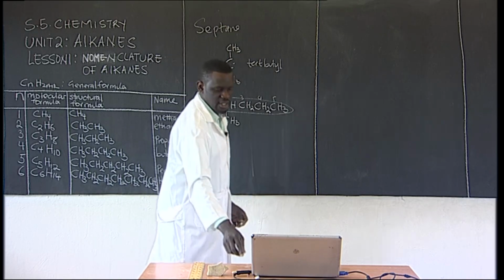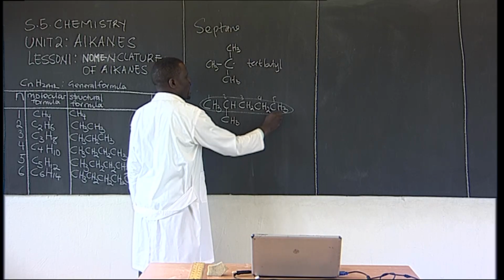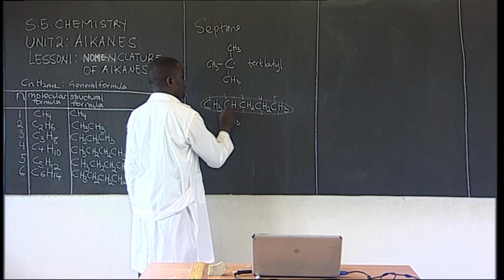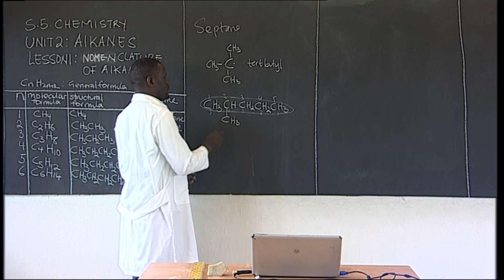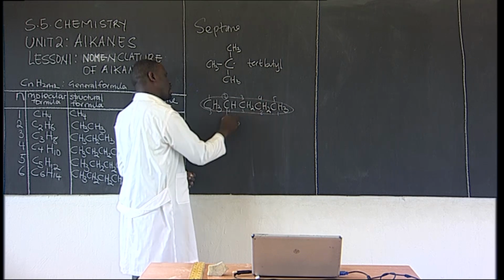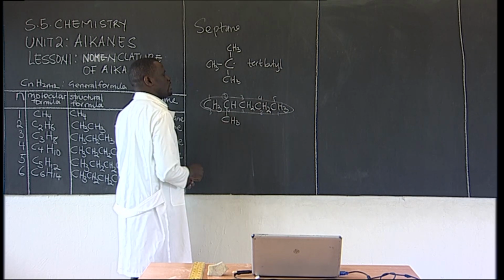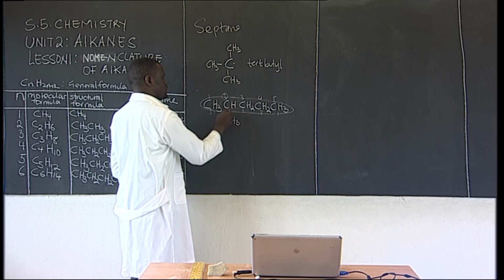Left to right, and right to left. So we can also say 1, 2, 3, 4, 5, giving the branched carbon atom the lowest number possible, meaning this one has the lowest. So we are going to move from here to here. Why? Because our branched carbon atom has position number 2, unlike here where it has position number 4.